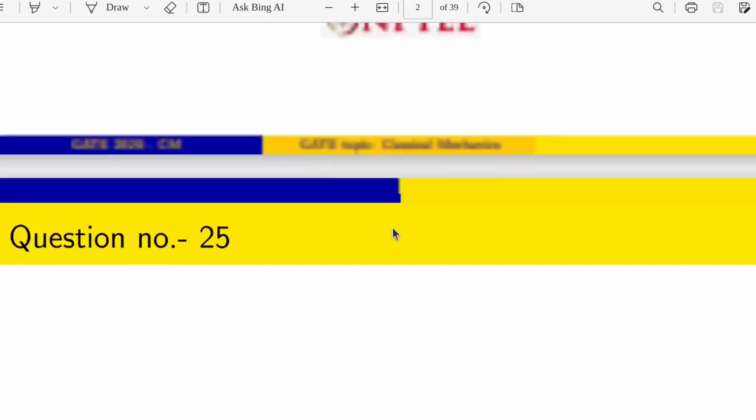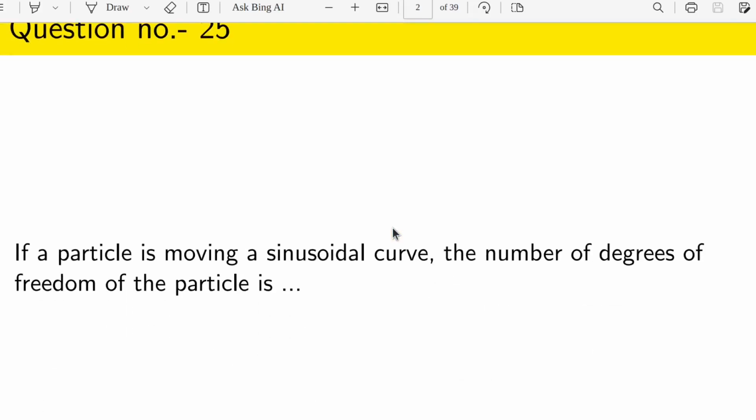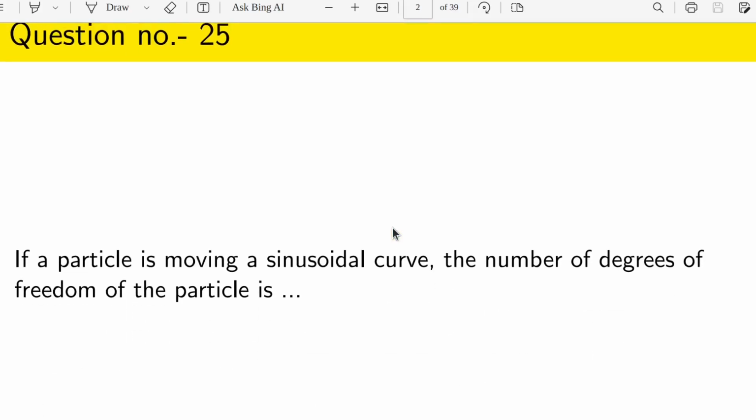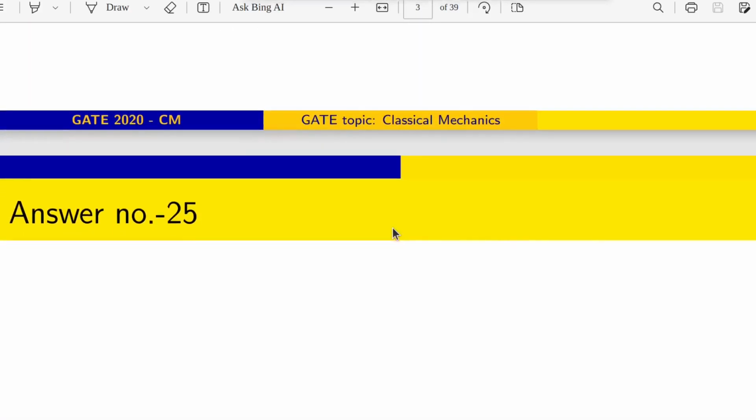So this is the 2020 GATE physics question paper, and it is question number 25. The question is, if a particle is moving in a sinusoidal curve, what is the number of degrees of freedom of that particle? Okay, so this is simple.